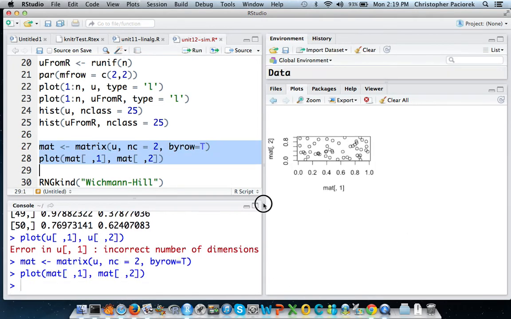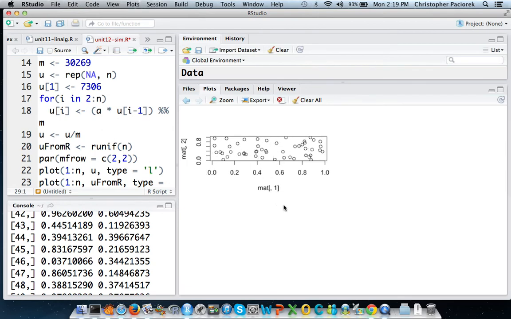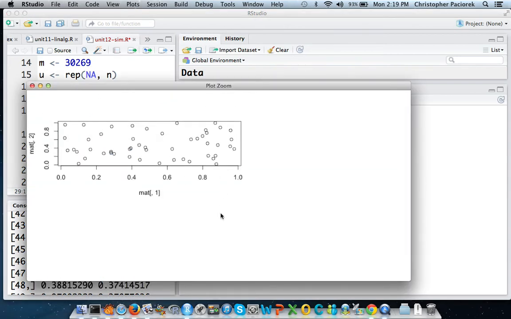Okay, so if I do that, I can get some sense of, A, whether or not there seems to be any sort of dependence here. And also, the scaling is a little bit awkward. It'd be nice to have this so that this was a square and not a rectangle.